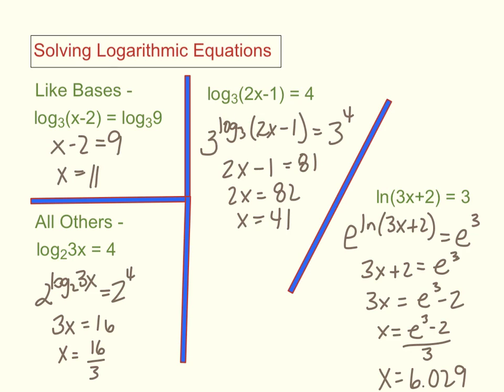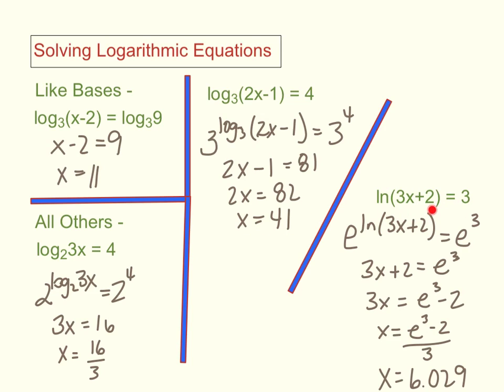Same thing here. Base is 3, take both sides of the equation, put them with a base of 3, and these cancel. The 3 to the log base 3 cancels itself out. I'm left with 2x minus 1 on the left-hand side. 3 to the 4th is 81, and solve that, and we get x equals 41.